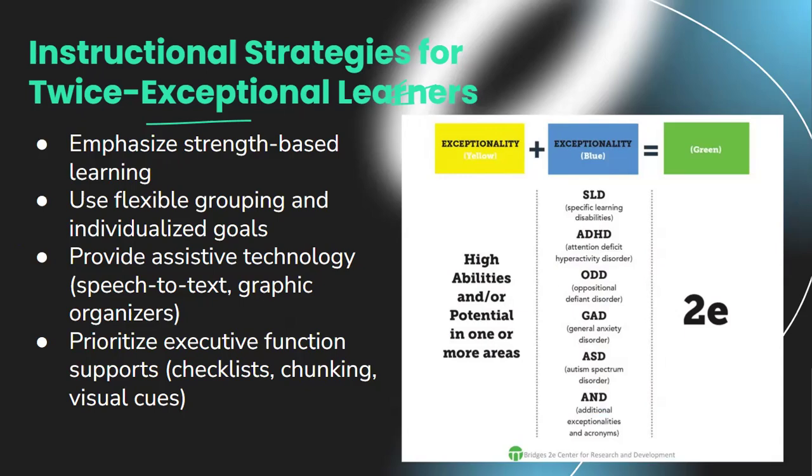Assistive technology can be transformative. So speech-to-text tools help dysgraphic students, audiobooks support reading comprehension, and visual mapping software can really aid with organization and graphic aids. Additionally, executive function support, such as very structured routines for certain types of 2E students, visual schedules, and checklists, really helps reduce the cognitive overload and allows them to focus on their intellectual and creative pursuits.